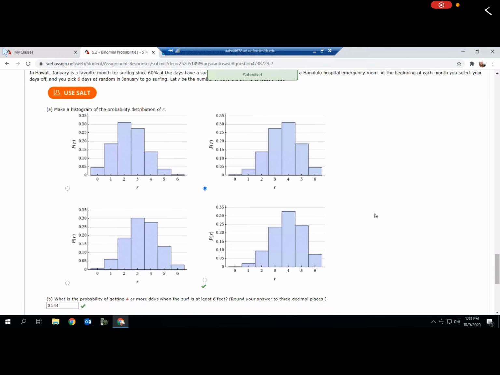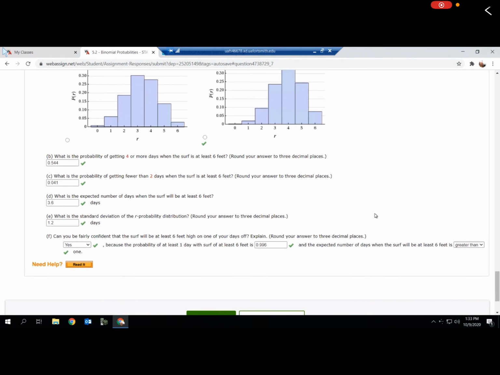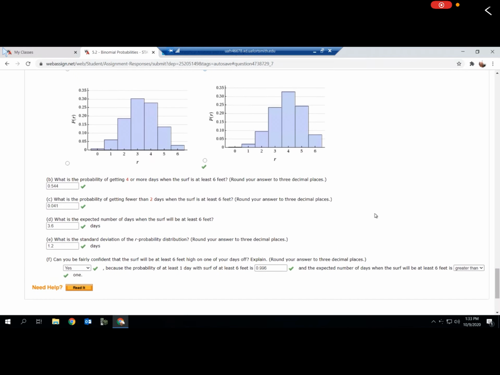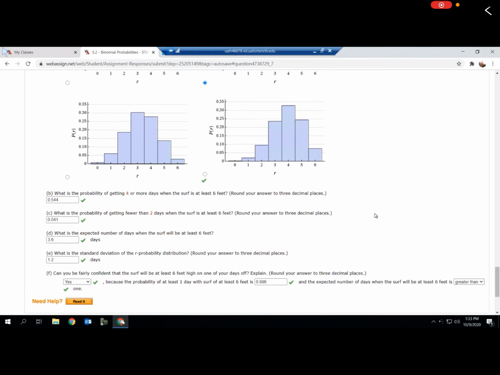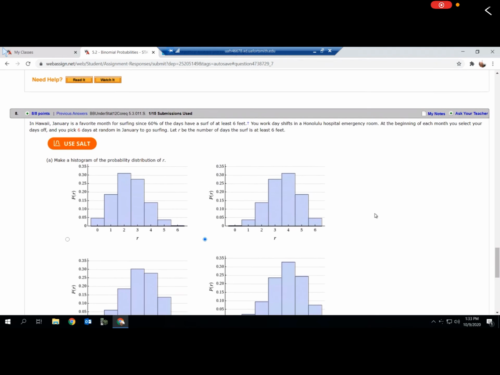Okay, so I felt confident about that histogram. And SALT makes it very easy to put these probabilities in. You just have to be careful with your verbal cues. N is the number of trials. P is the probability of success. And then Q will be whatever makes that go to 100. So if 60% success, then there's 40% failure.